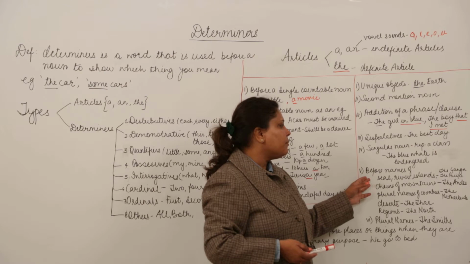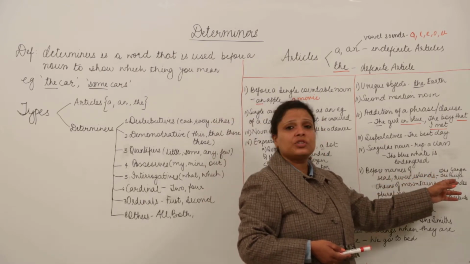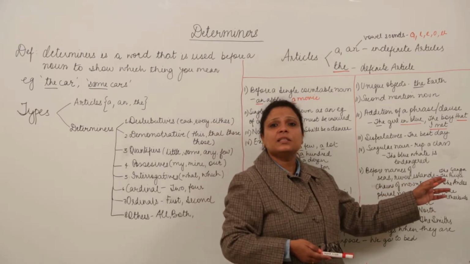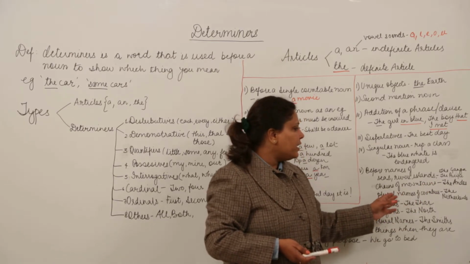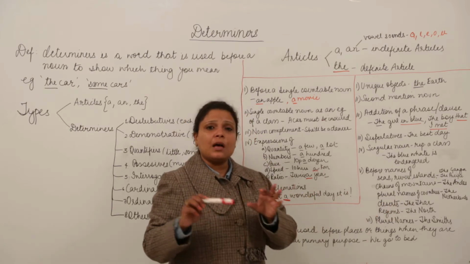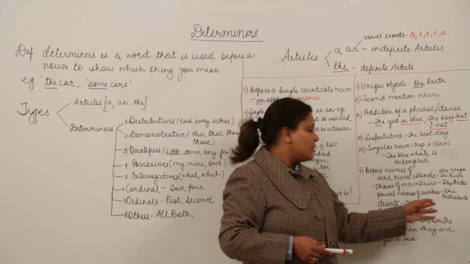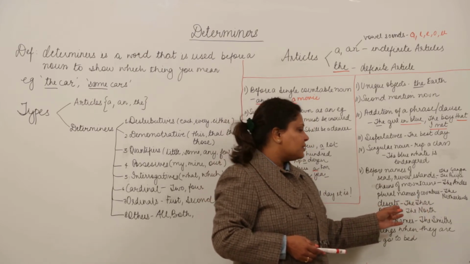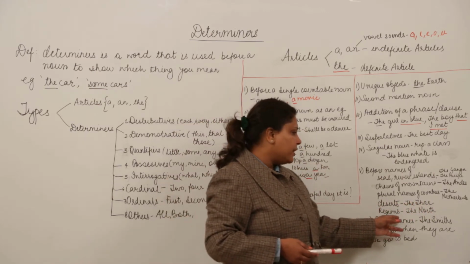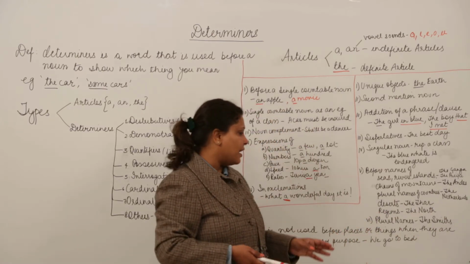We also use the before names of seas, rivers, islands, like the Ganga, the Pacific Ocean, the Andaman and Nicobar Islands, chains of mountains, the Andes, the Rockies, the Himalayas. Then plural names of countries: the Netherlands, the United States of America, where the names are in themselves plural. Deserts: the Thar, the Sahara, the Gobi Desert. Then regions: the north, the south, the east, the west, the peninsula. Then plural names for families: the Smiths, the Sharmas, the Trehans, like that.